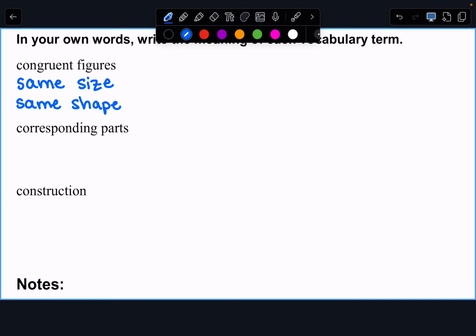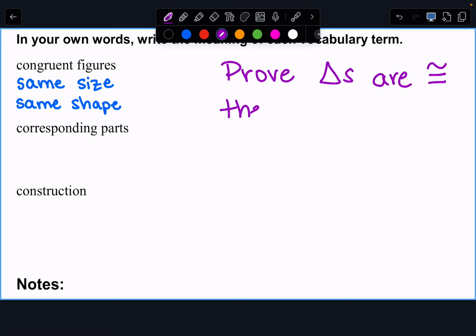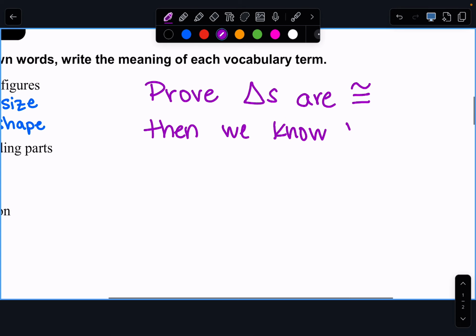Okay? If we can prove that triangles are congruent, then we know, and I'm going to give you an abbreviation: CPCTC. I'm going to have you write it down, and then I'm going to tell you what it means.